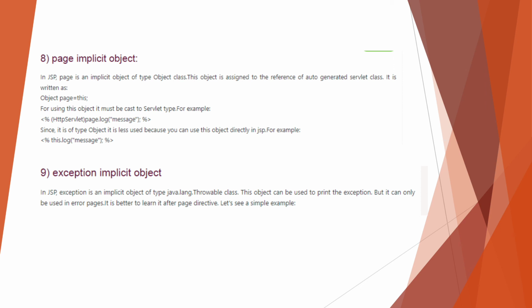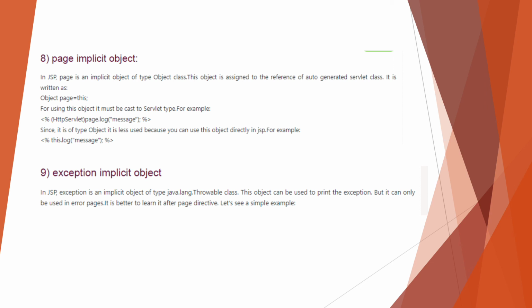Okay, so in JSP, page is an implicit object of type Object class. This object is assigned the reference of the auto generated servlet class. How can it be written? So this is the example of it: Object page = this; and this is all about the page implicit object.